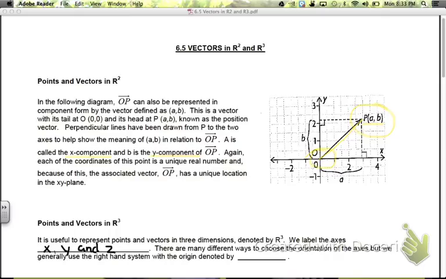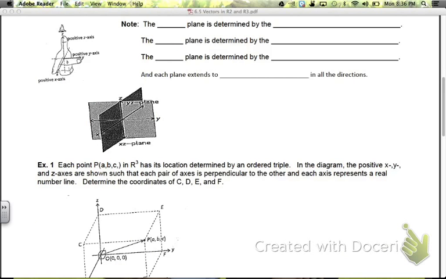There are many different ways to choose the orientation of the axes, but we generally use the right-hand system with the origin denoted by 0, 0, 0. So this diagram is what we refer to as our right-hand system.